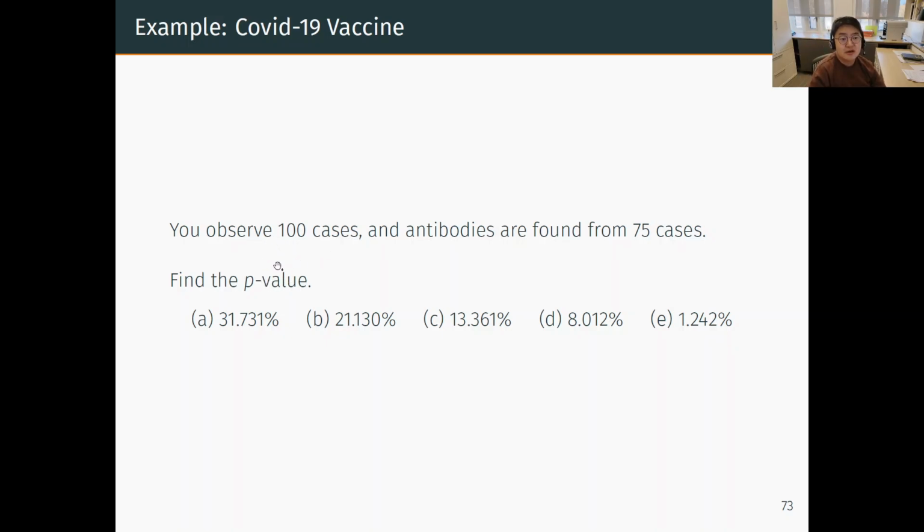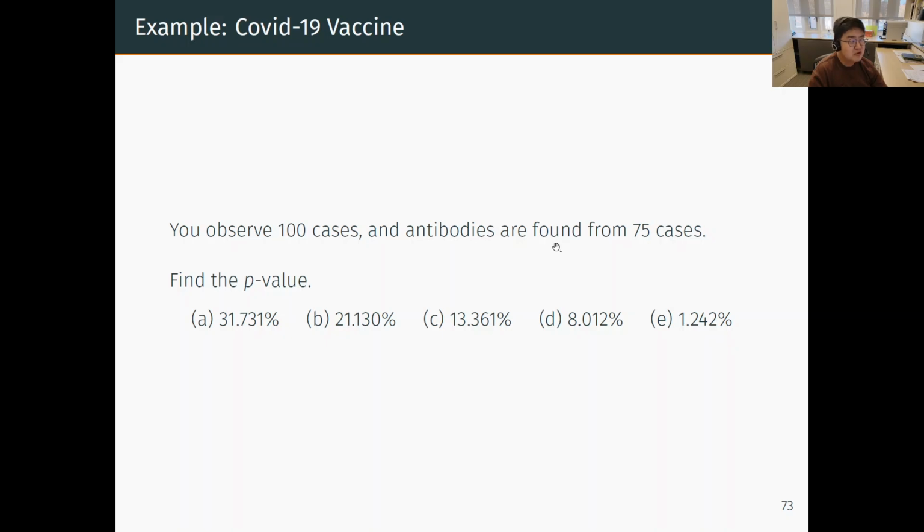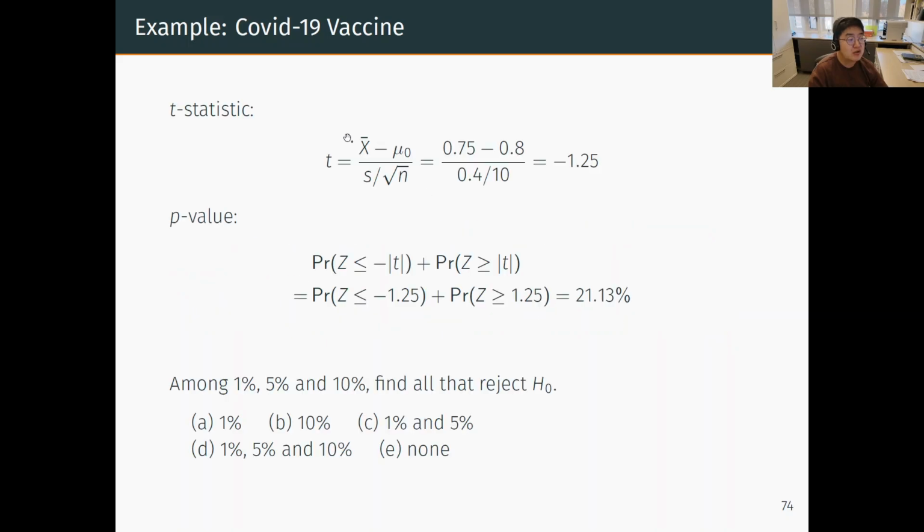It's an important exercise. Okay, let me start with the t-statistic. So first, your data. From your data, out of 100, you get 75. So the probability of success is 0.75, which equals the sample average too, right? So the sample average X bar is 0.75, because the mean equals the probability. And the hypothesis is 0.8.